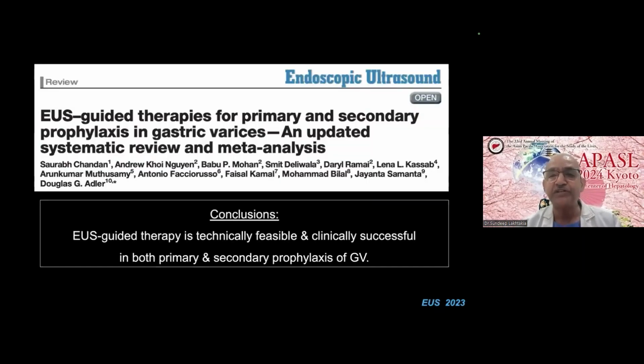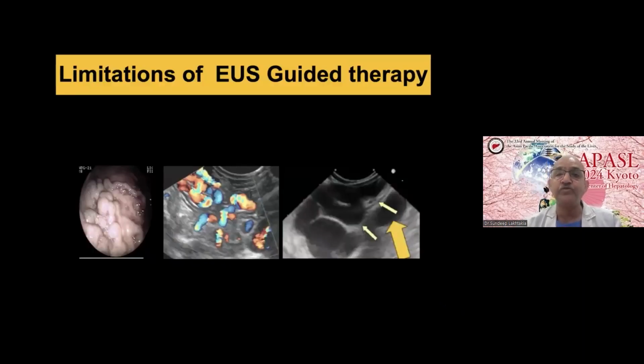The last publication which I'm addressing is again from the US group, where they have done a meta-analysis of all the publications, which just came out in the EUS journal recently, showing that EUS-guided therapy for gastric varices is feasible and clinically successful in both primary and secondary prophylaxis of gastric varices. Can we do EUS-guided therapy for all? Maybe yes, but if the varices are plenty and carpeted, especially with portal hypertension because of portal vein thrombosis or splenic vein thrombosis, it's sometimes difficult to address them in one go.